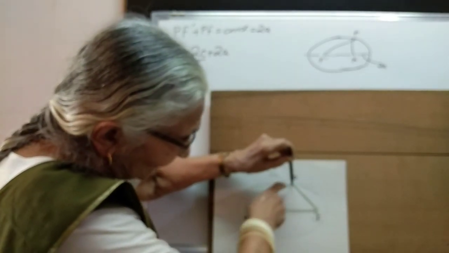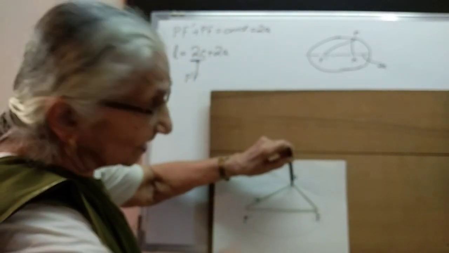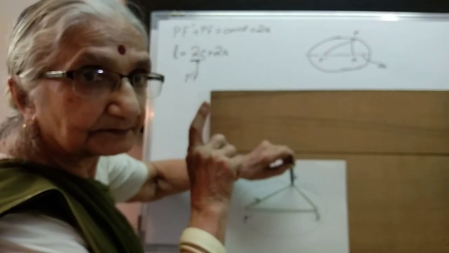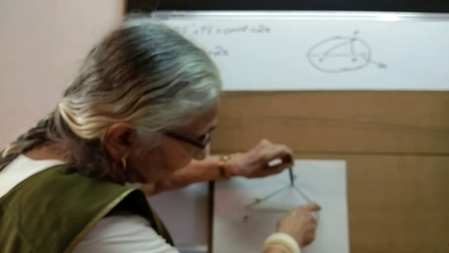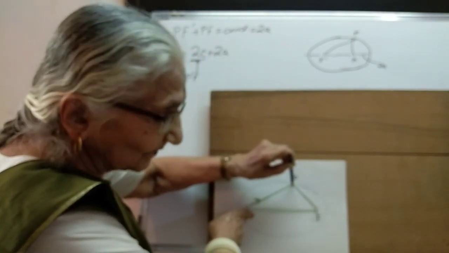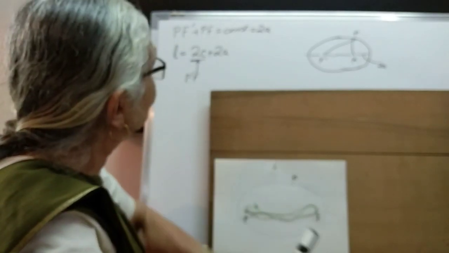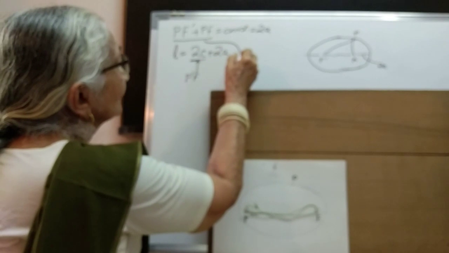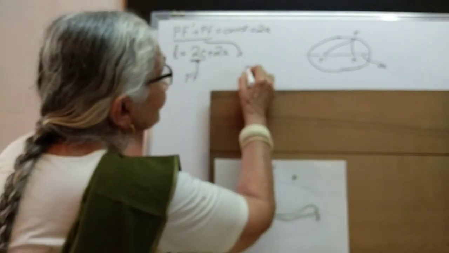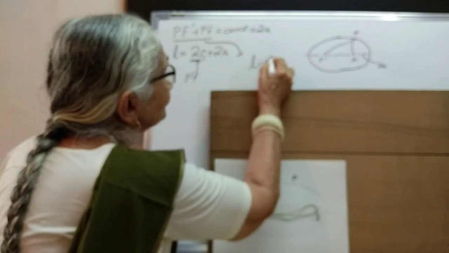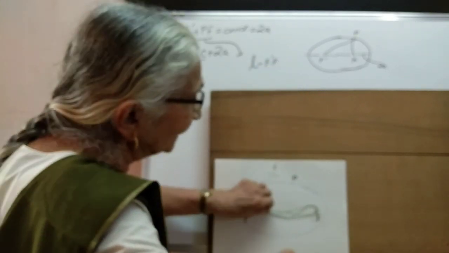We want PF dash plus PF. We don't know that, but we know the entire length. The entire length is L. So PF dash plus PF will be L minus F dash F. So PF dash plus PF, which we are looking for, will be equal to L minus F dash F. Directly from the construction. Now this will happen anywhere.